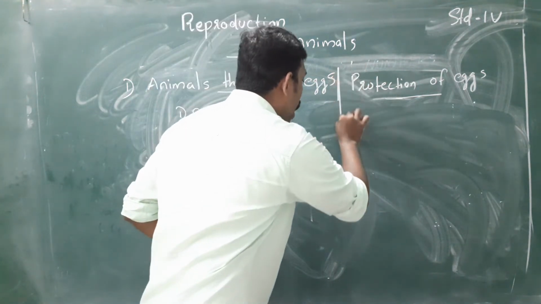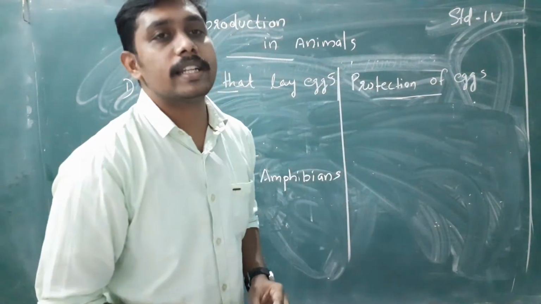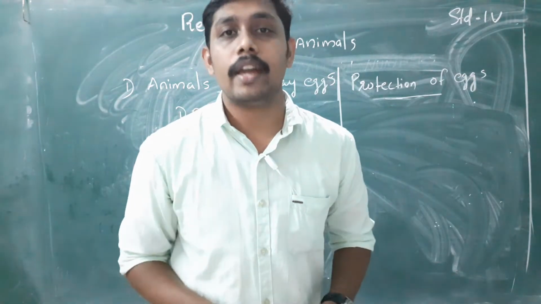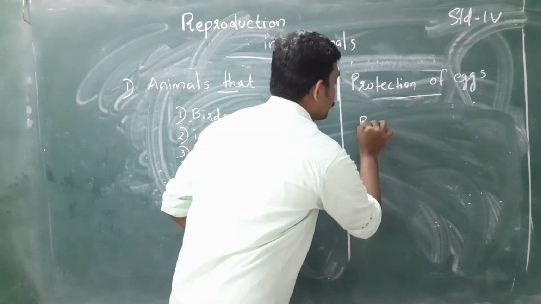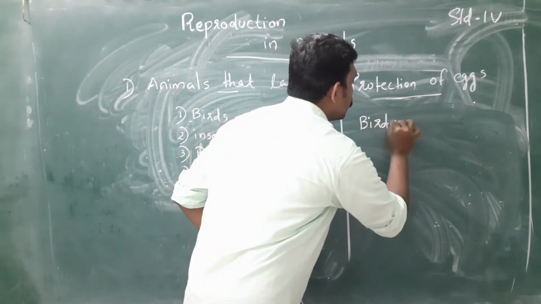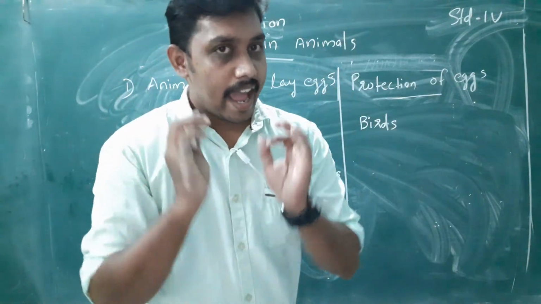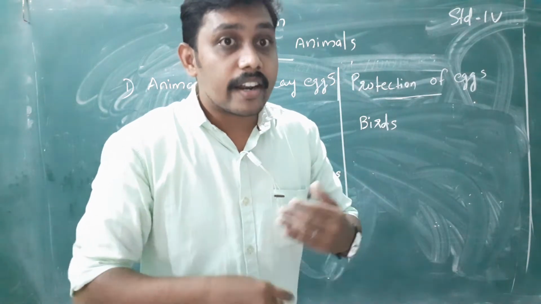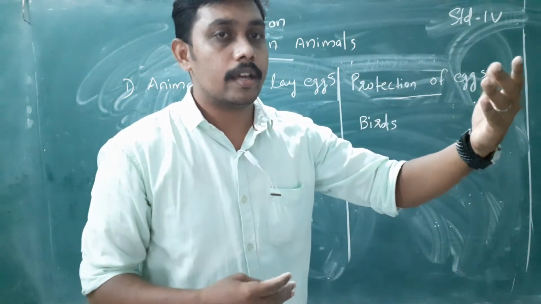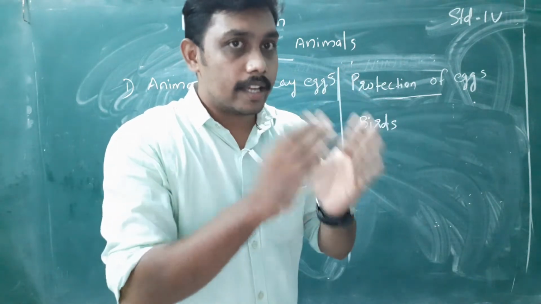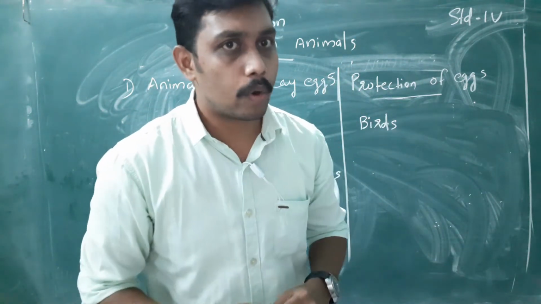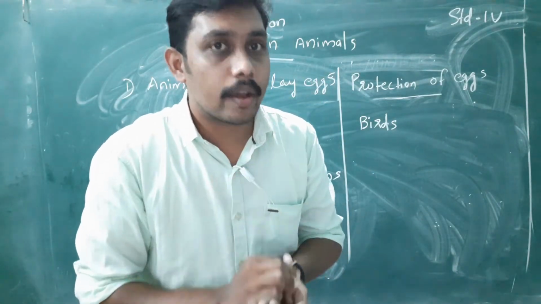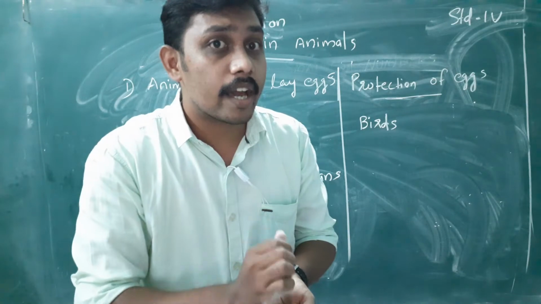Okay, now how do animals protect their own eggs? In the case of birds, what they do, that is, eggs made by an animal are eaten by another animal. Some animals eat eggs of another animal. So it is a problem. So the animals have to protect their own eggs.